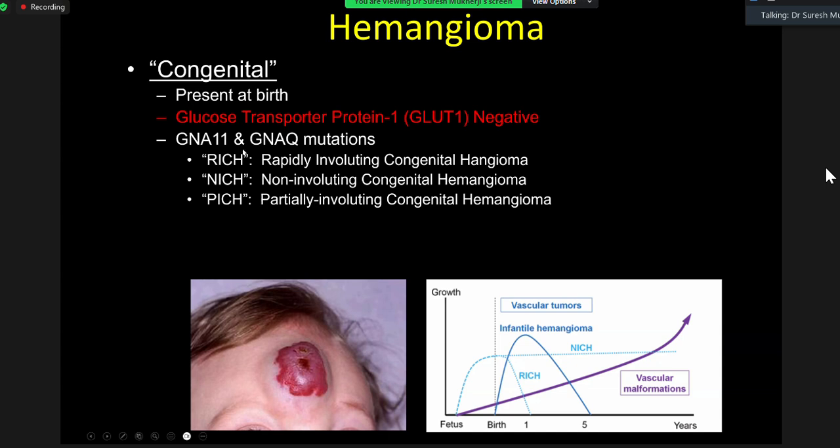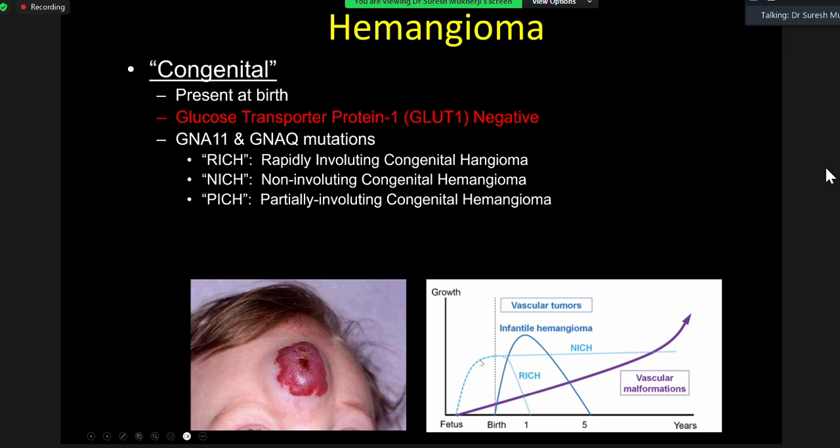Now, there are also these mutations, GNA11 and GNAQ. Again, everything is now being associated with genetic malformations. Again, I cannot remember every single one because, based on my different talks and the pathologies I have to cover, I always have to go back to the books. But I do remember GLUT1, and just remember GNA11 and GNAQ. And again, you can go back to that website to figure that out. But what I do want to point out is that congenital hemangiomas, similar to infantile hemangiomas, can rapidly involute. If you have a rapidly involuting congenital hemangioma, this is called a RICH. I love that name, RICH.